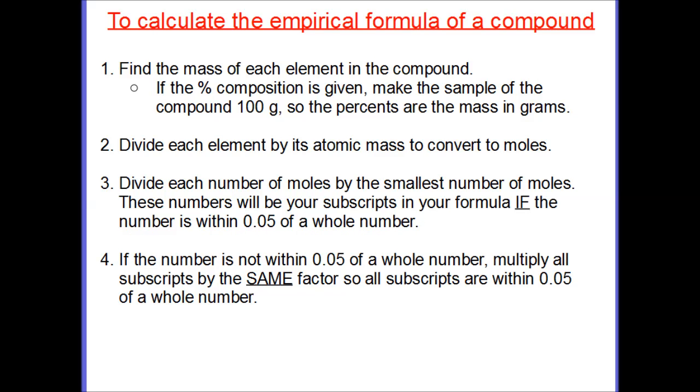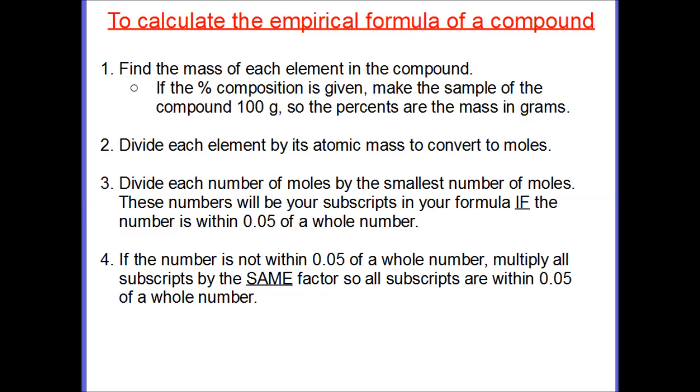Alright, let's take a look at the rules for calculating the empirical formula. There are 4 simple rules we're going to follow. The first one is to find the mass of each element in the compound. If percentages are given, this makes it nice because you just say that the sample is 100 grams, so the percentages actually turn into the grams, which is very nice. The second thing you're going to do is divide each element by its atomic mass to convert it to moles. Then, step 3: divide all the numbers of moles by the smallest number you have.